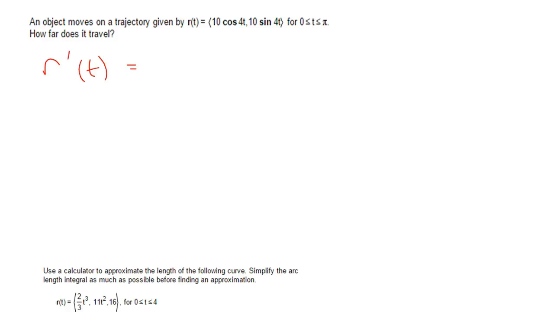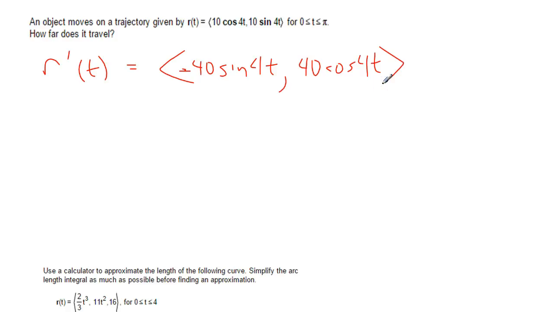So same thing, we're going to take the derivative of this. The derivative of 10 cosine 4t is going to be negative 40 sine 4t, because the derivative of cosine is negative sine, so we have a negative right there. And then comma, same thing, we're going to get 40 cosine 4t.